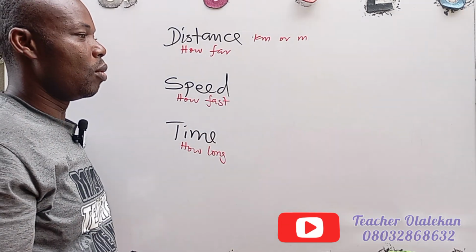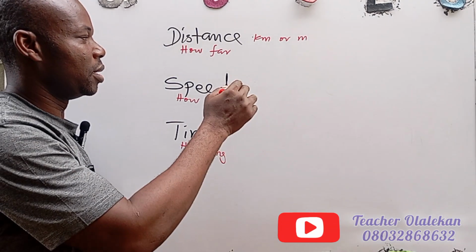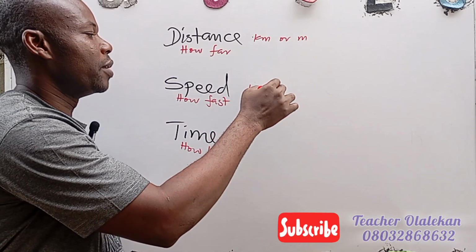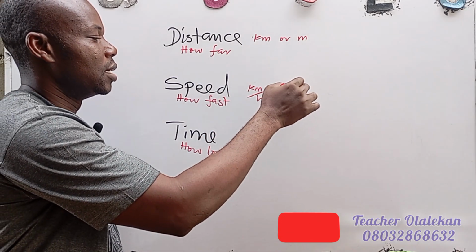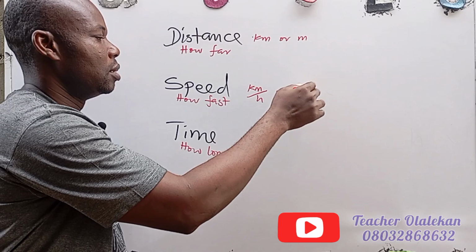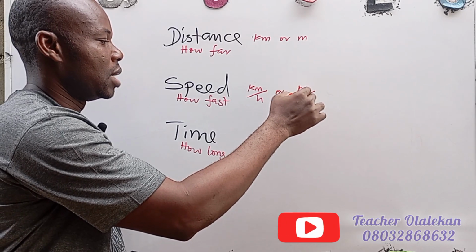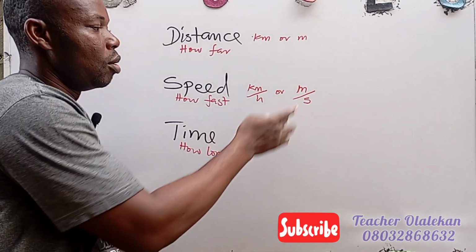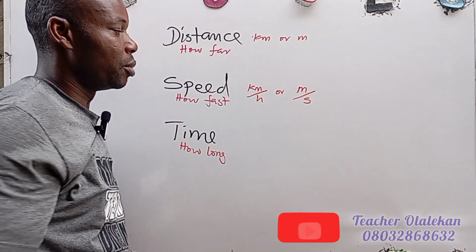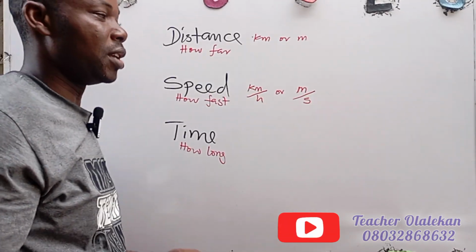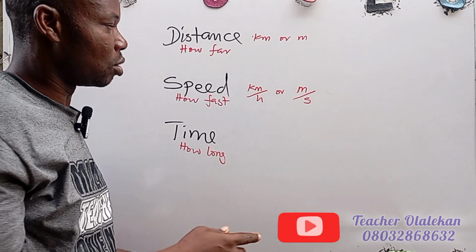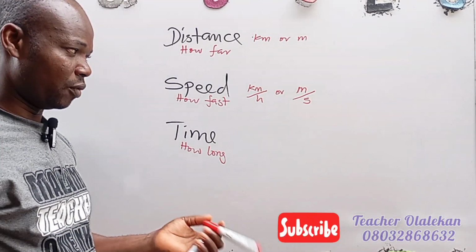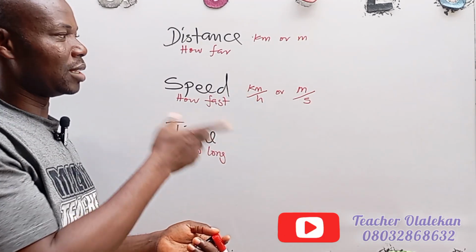The speed is how fast. That means someone moving at maybe 2 kilometers per hour is different from someone moving at 3 kilometers per hour. Speed is measured in kilometers per hour or meters per second. For example, if a driver is driving at 200 kilometers per hour, they will cover the distance faster than a driver driving at probably 40 kilometers per hour. So that is the speed.